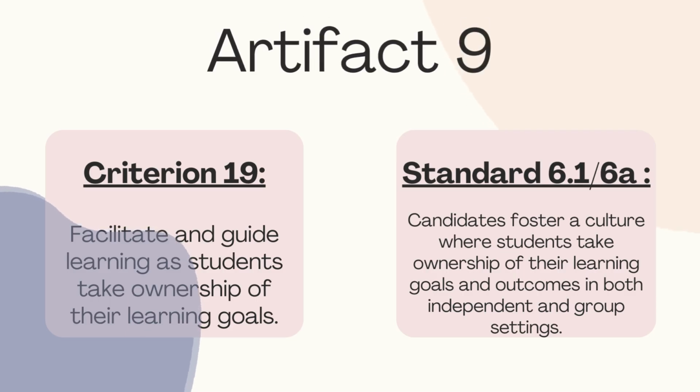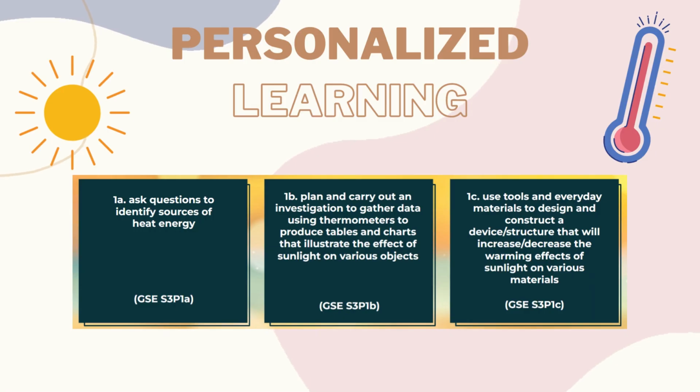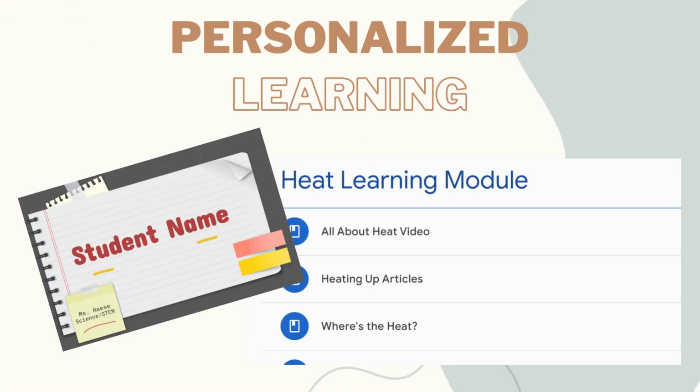tool. I'm Emily Reese, and this is Artifact 9 for Criterion 19, Facilitate and Guide Learning as Students Take Ownership of Their Learning Goals. I developed and implemented a personalized learning project in my third grade class for the Unit 1 HEAT to target our science and STEM standards.